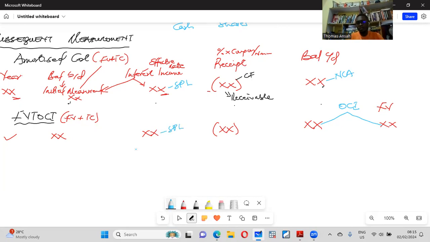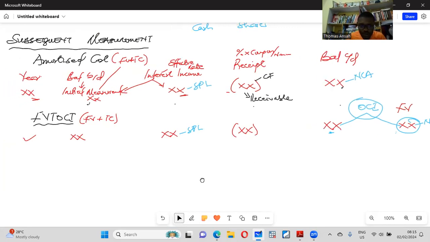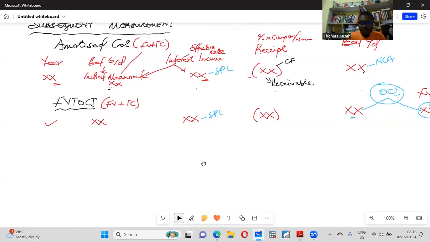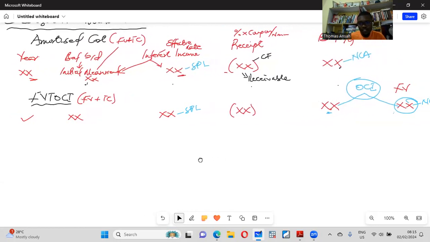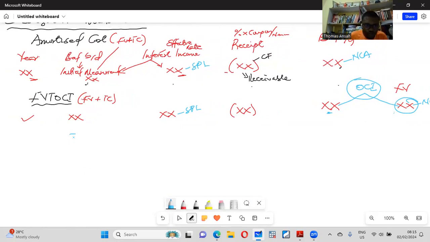But be careful. This is the final figure that is going to your NCA. Or you can bring this one to your NCA and add the difference to it so that you still get this. All right. So in the second year, the question is, okay, which of these will be the balance brought down for the next year? Yes, it will be the fair value one.